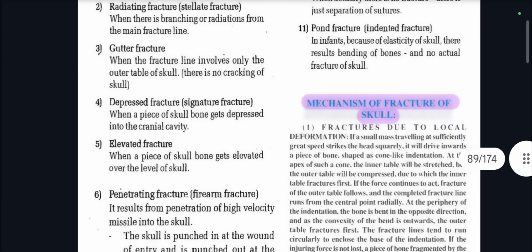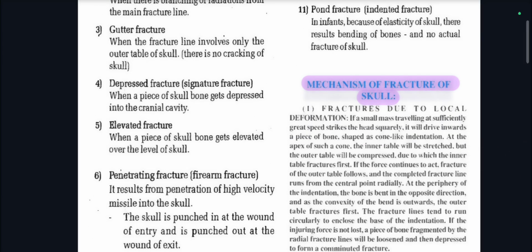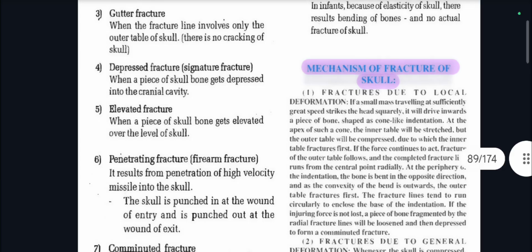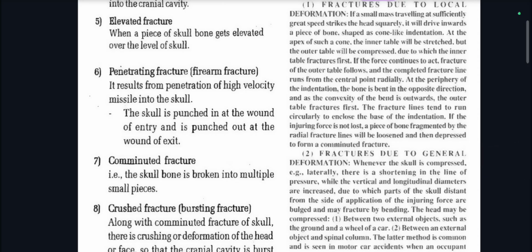Depressed fracture, also called signature fracture, is when a piece of skull bone gets depressed into the cranial cavity. Obviously the name itself suggests it: whenever a piece of skull is inserted into the cranial cavity, that is called depressed fracture. Fifth is your elevated fracture. Now what do we mean by elevated? Without reading also people can tell. Whenever there is elevation of a piece of skull bone above the level of the skull, that is called elevated fracture.